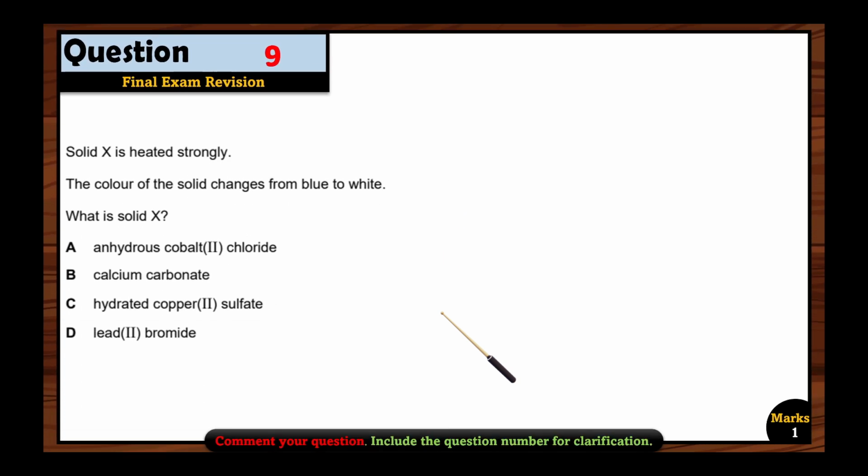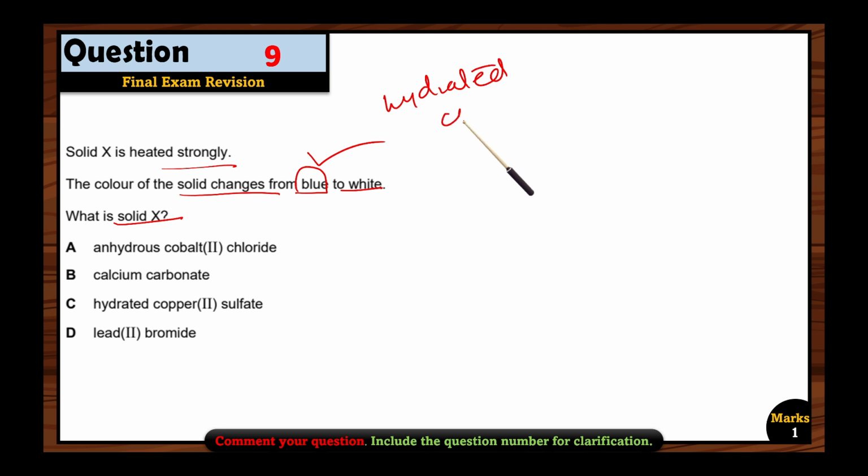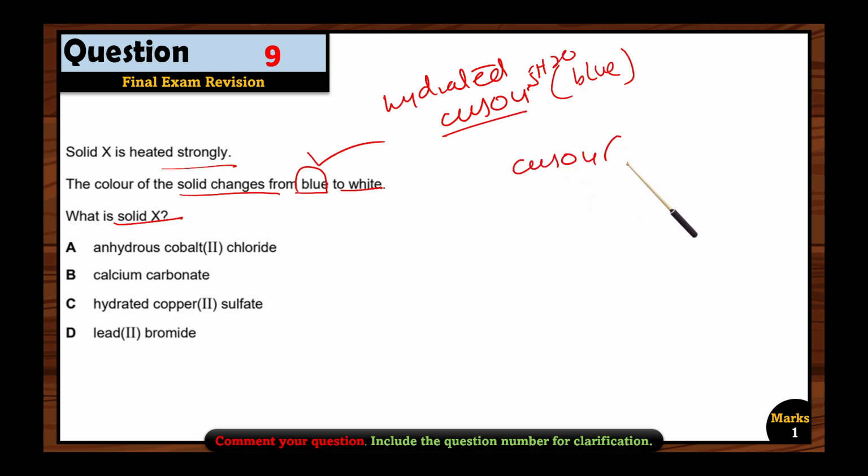Question 9. Solid X is heated strongly. The color of the solid changes from blue to white. What is solid X? So blue is what? Hydrated copper sulfate. You need to remember this one, that copper sulfate salt actually is a blue color when it is hydrated, when it has water molecules. When there is no water molecules, then it is white color. So this is actually hydrated copper sulfate.